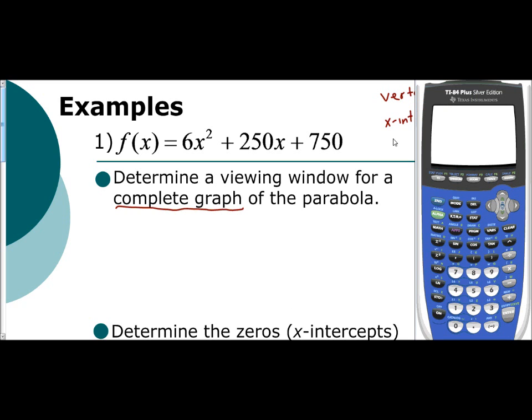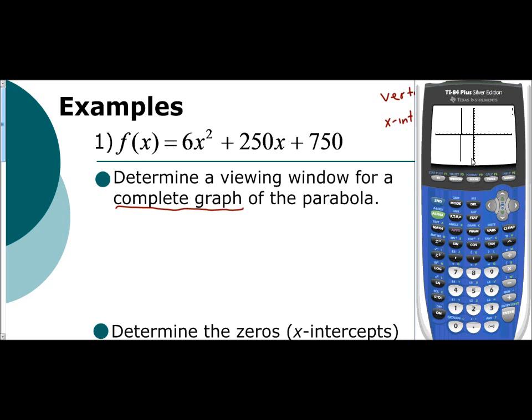And so I have my graphing calculator. I'm going to go to y equals, type in my 6x squared plus 250x plus 750. So I type in my y1, the quadratic equation. Now, we want to see the entire graph, so just go to graph itself.